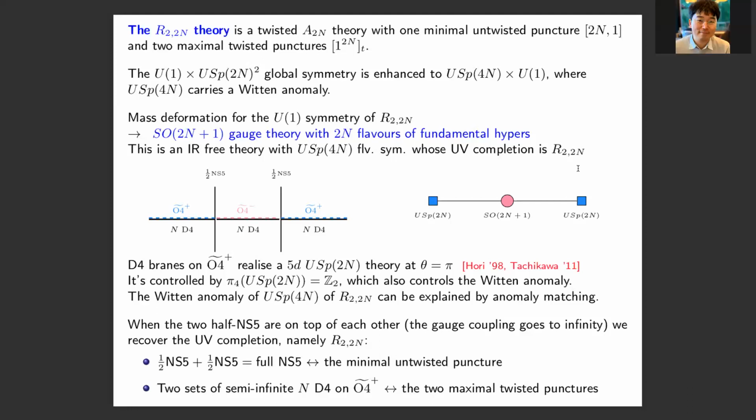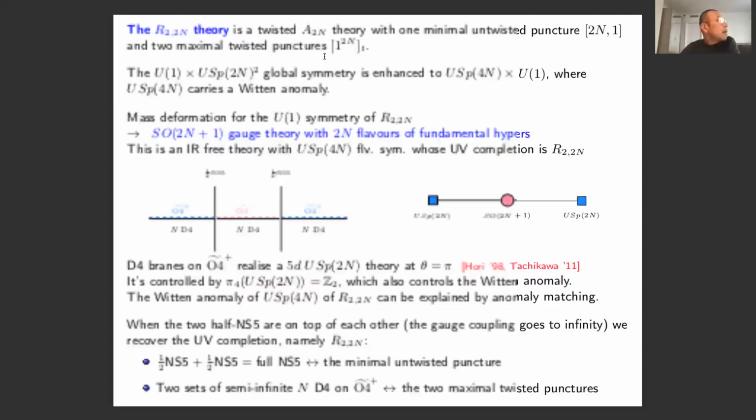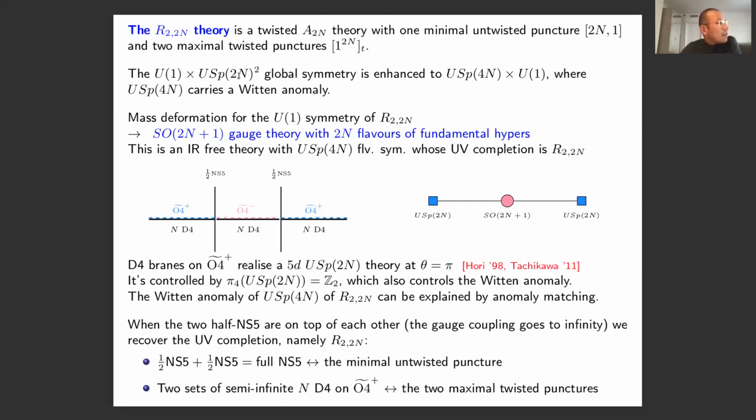Okay, thank you. So you mean that, for example, you can take a C3 twist of the SOA type, right? So it encompasses the half-integer dimensions. So you have U1 times USp2N squared, which turns out to enhance to USp4N times U1, where this USp4N carries an anomaly. Okay.